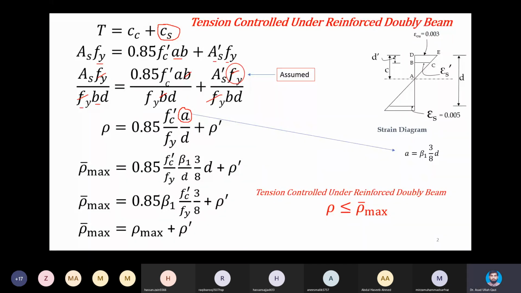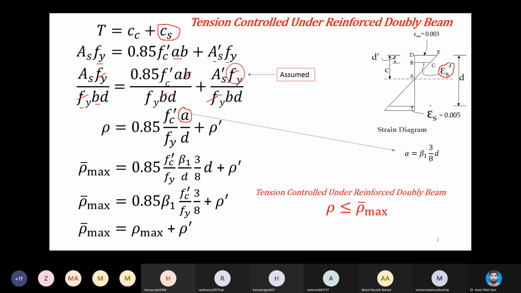Now I will put A of my choice. For example, I have a strain diagram on the right hand side. You are well familiar with the linear strain diagram. The only thing different is now on the compression side, we have the compression steel strain.